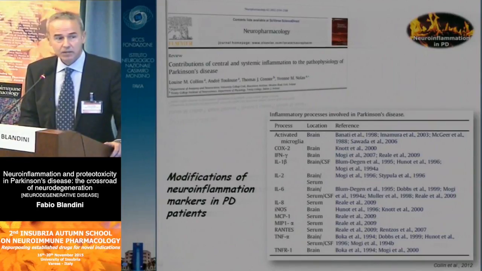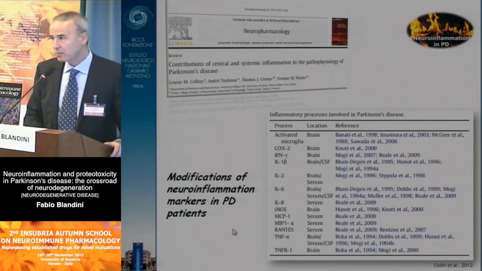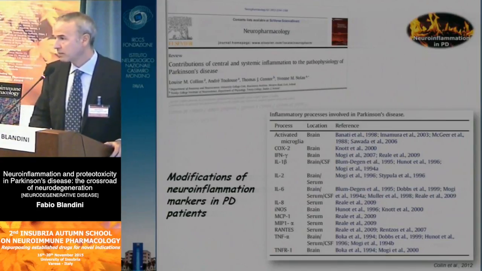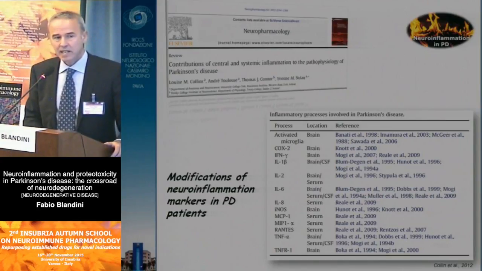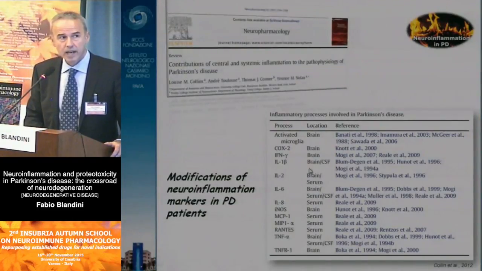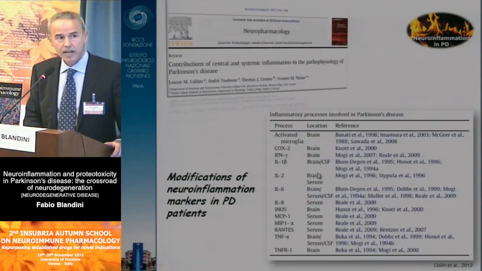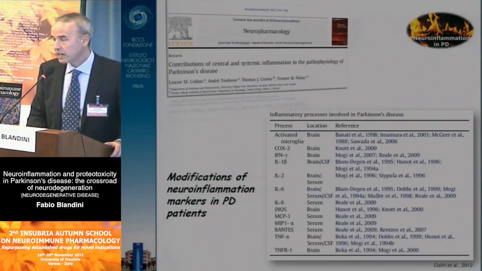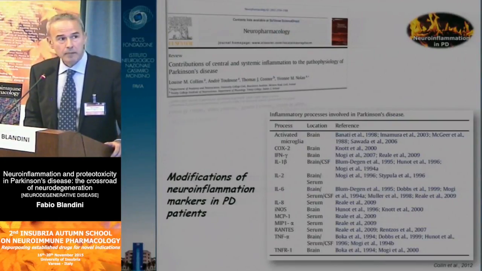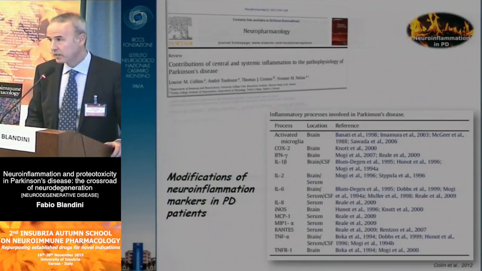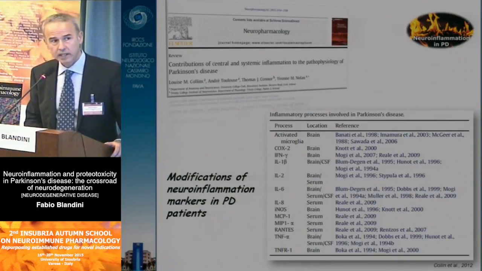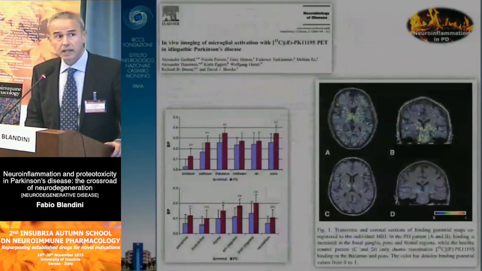So, keeping all this in mind, it is not a surprise to see that there are a lot of neuroinflammation markers that are modified in Parkinsonian patients. There are many studies published in the past 20 years showing that there is a plethora of cytokines which are increased, for example, in the cerebrospinal fluid, or in serum, or in brain tissues of Parkinsonian patients.